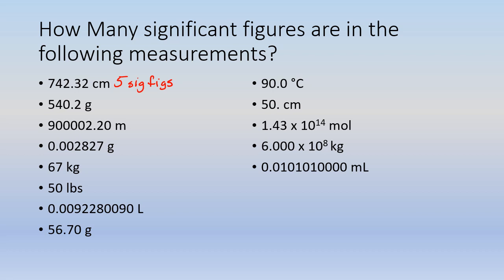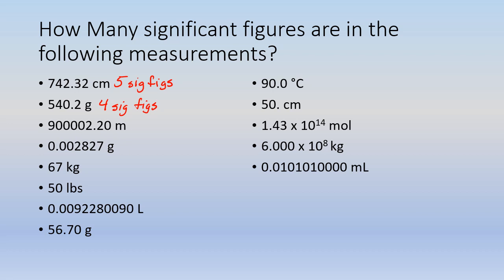Our next measurement here shows 540.2 grams, and so we know that all of those non-zero numbers are significant. We have to determine if that zero is significant, and one of the rules on the previous slide was that any zeros between non-zero numbers are significant. This zero is between the 4 and the 2, and so it is also considered significant, and so this number has 4 significant figures.